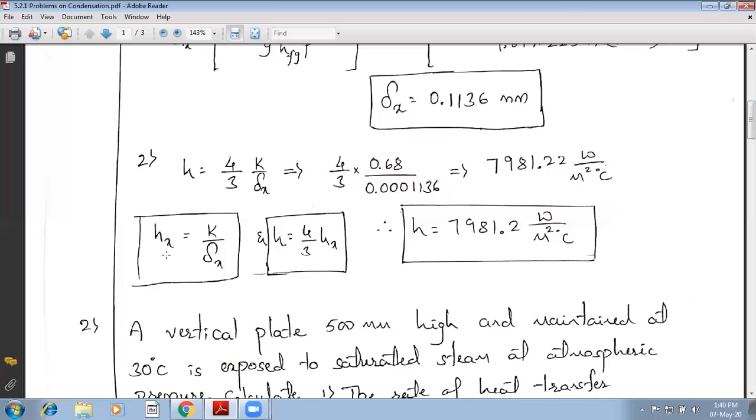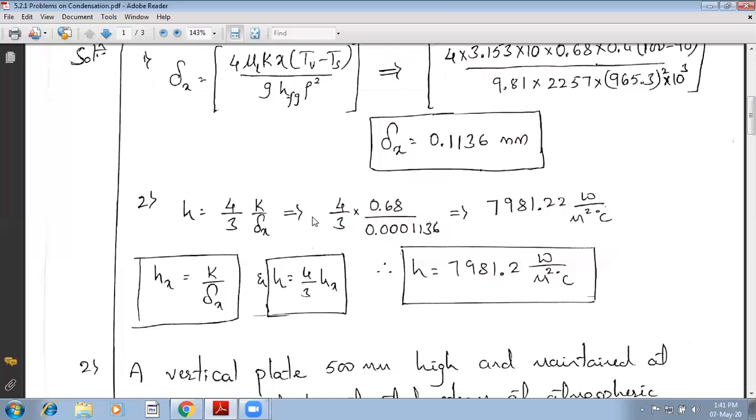We have a relation between the average heat transfer coefficient and the local heat transfer coefficient: the average heat transfer coefficient equals 4 by 3 times the local heat transfer coefficient, and the local heat transfer coefficient is given by K by delta X, where K is thermal conductivity and delta X is the boundary layer thickness, and it has to be substituted in the unit of meter, not in mm. So that care has to be taken.